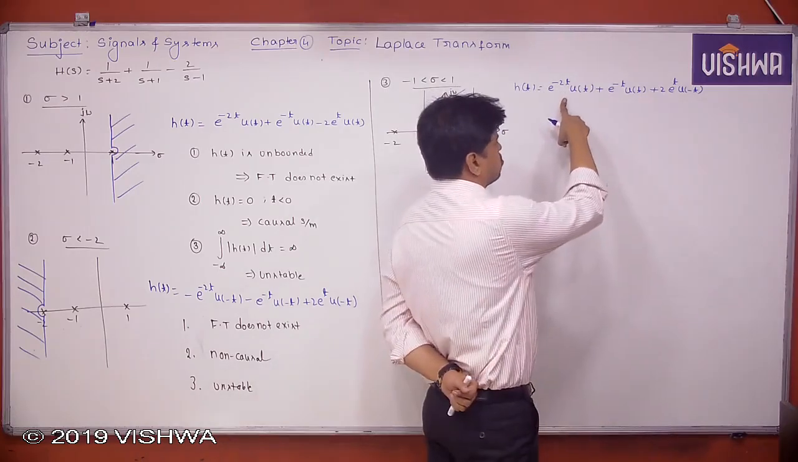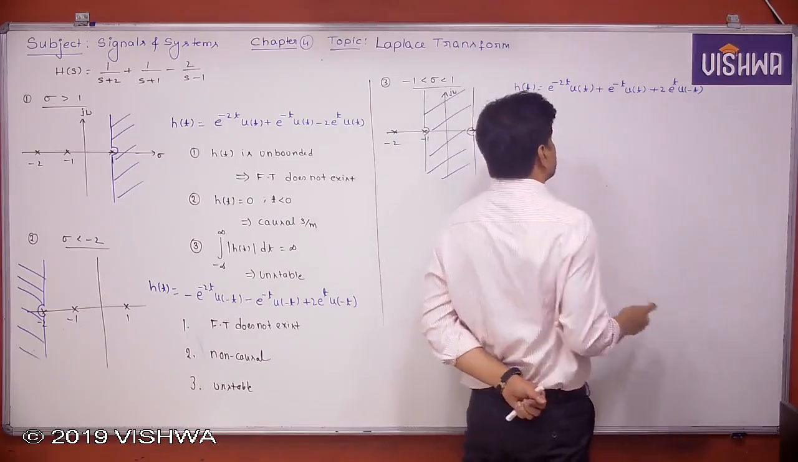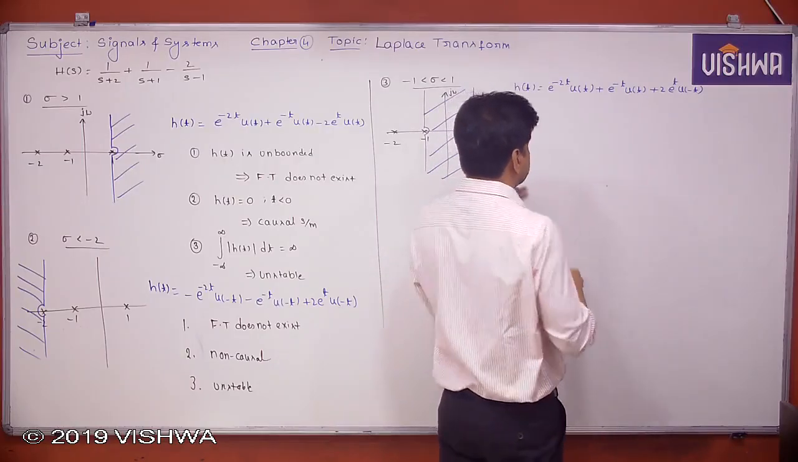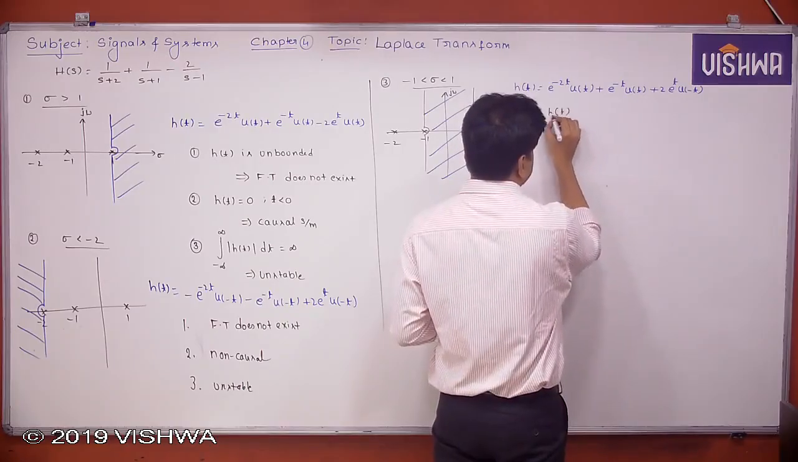Observe it again. This one bounded, bounded, and this is also bounded. So does the Fourier transform exist or not? Yes, the Fourier transform exists. H of t is bounded.